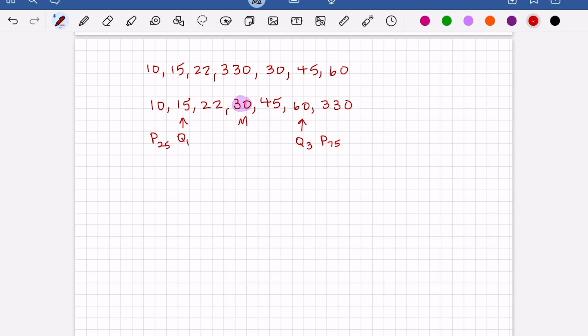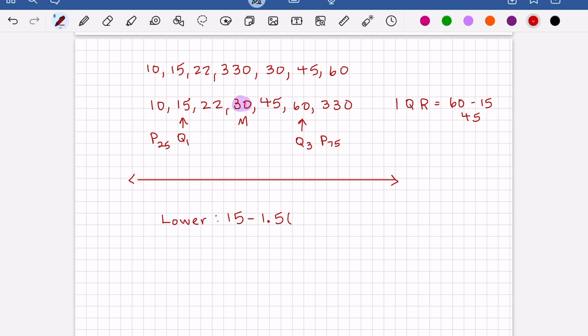Now, to find our fences, because we have to know what our fences are before we can figure out what our outliers are, we need the interquartile range. So the middle 50% of data ranges between 60 and 15, which gives us an interquartile range of 45. Once we know that, we find our lower fence. We take our lower quartile and subtract 1.5 times the interquartile range. When we calculate this, we get a lower fence, or lower bound for our data, of negative 52.5.